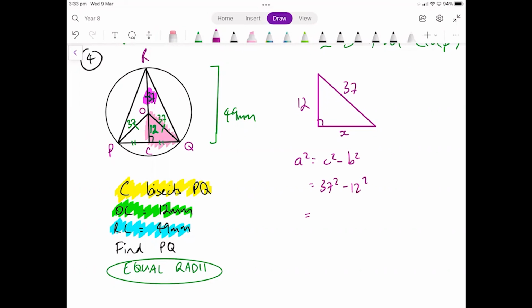So x squared equals 37 squared minus 12 squared, which is 1,225. So x is the square root of 1,225, which is 35 millimeters. Don't forget the units there. So that means between C and Q, it is 35 millimeters. But we also know that between C and Q is exactly the same distance as between P and C. So that means that if I want to find the total distance from P to Q, I have to do 35 plus 35, which gives me 70 millimeters.